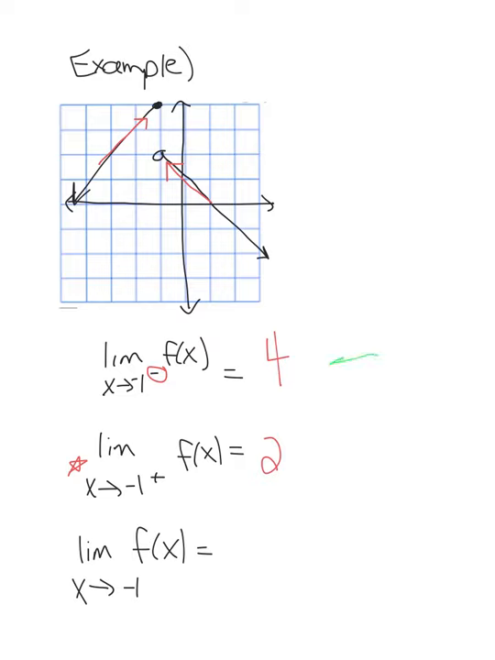Now, because this limit from the left and the limit from the right are not the same, the limit as x approaches -1 with no superscript here does not exist. I hope that clears it up a little bit now that you see an actual example with some numbers.